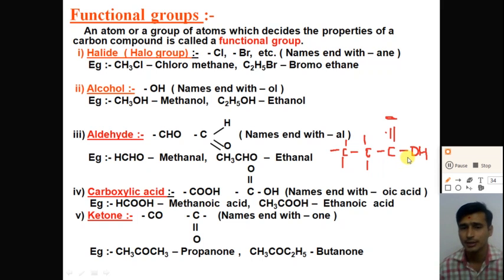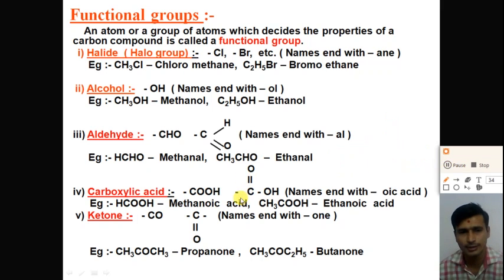So understand, you can draw the structure of all the carboxylic acid groups, right? Propanoic acid. Similarly, you can draw a butanoic acid. Similarly, you can draw a pentanoic acid. Similarly, you can draw a hexanoic acid. So understand how we can form the carboxylic acid group, right?